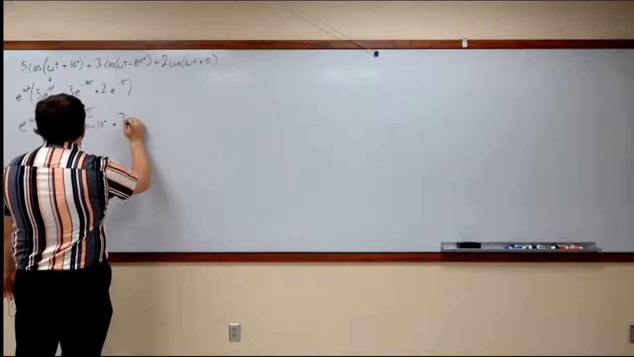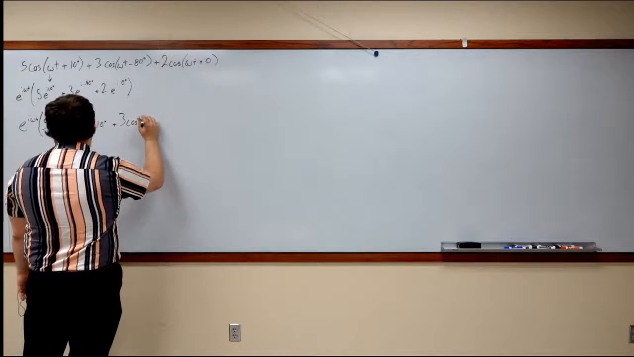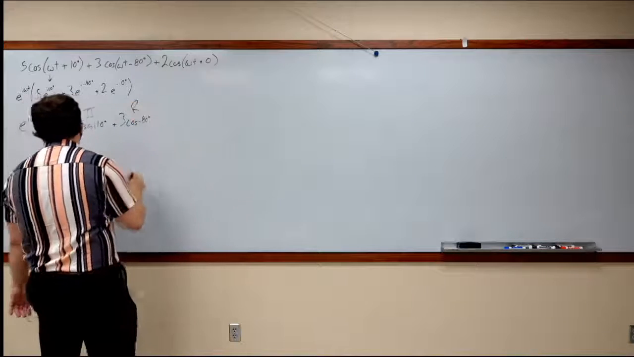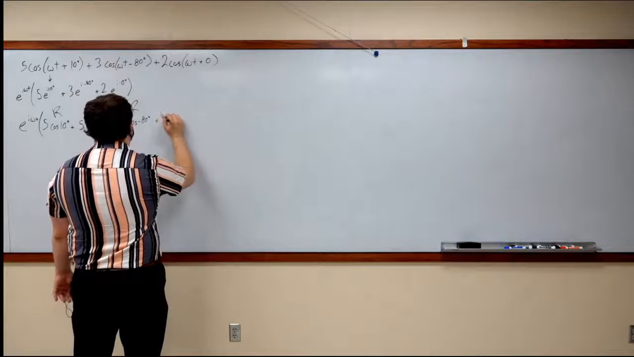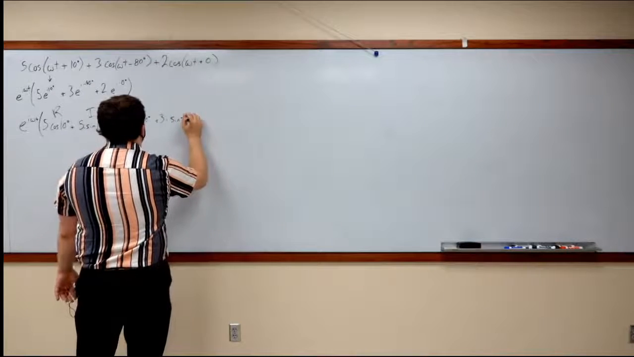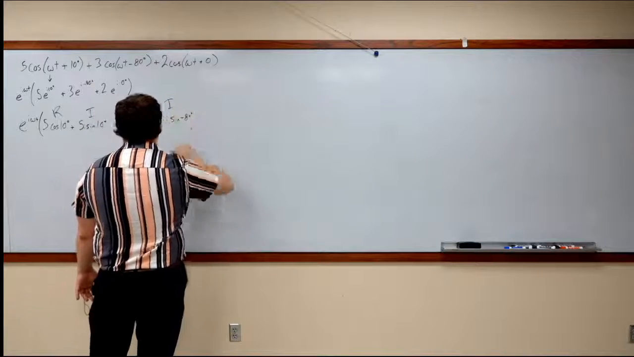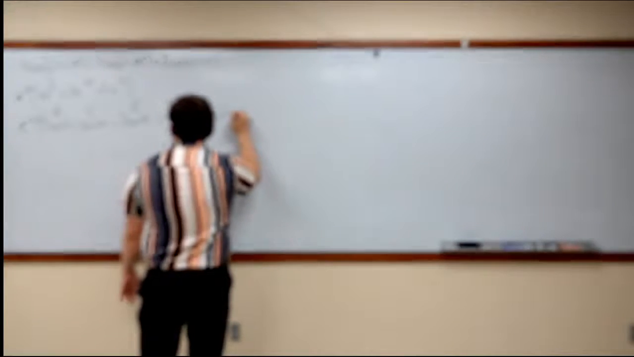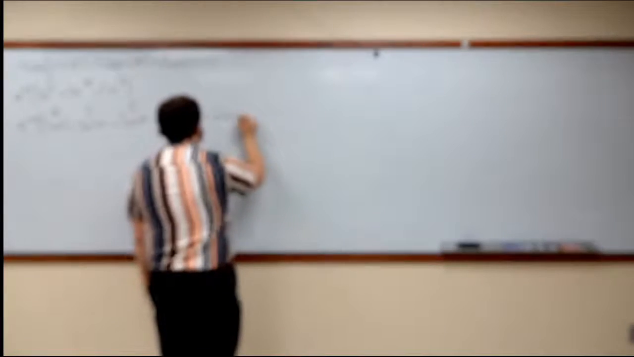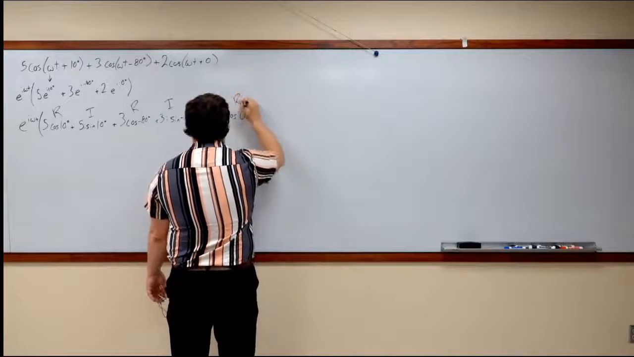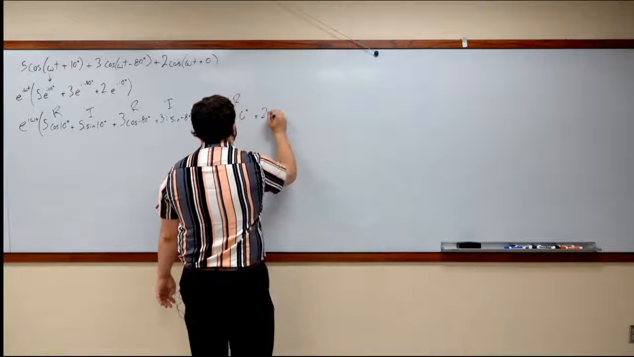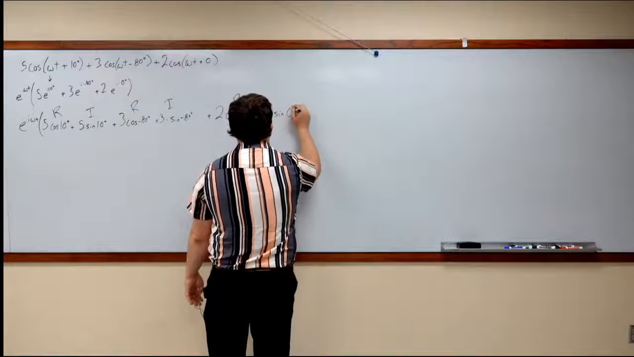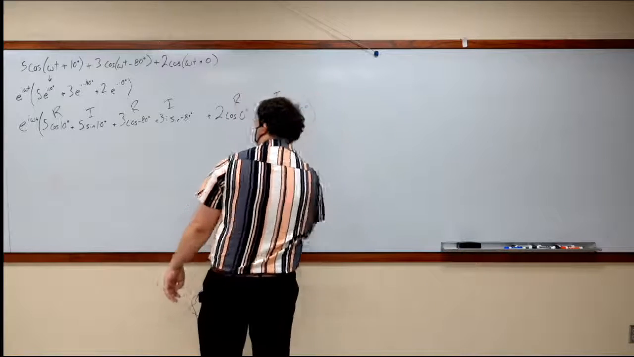Plus 3 cosine negative 80 degrees. That's the real component. Plus 3 times I sine negative 80 degrees. And that's the imaginary component. And then you have 2 cosine 0 degrees. That's the real component. Plus 2 times I sine 0. That's supposed to be 0. And that's the imaginary component.